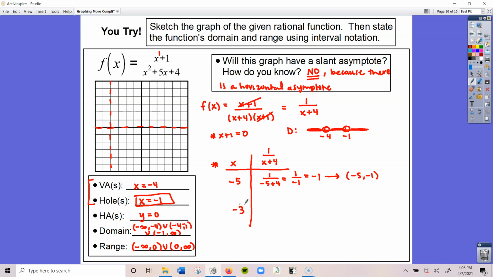Now I'm going to plug in the negative 3. 1 over negative 3 plus 4 is equal to 1 over 1. And 1 divided by 1 is 1. So that means that I have another coordinate at negative 3, comma 1. So now we can place these two coordinates on the graph. We have negative 5, negative 1, and negative 3, 1. Now we create the curves based on where it lands and those asymptotes.